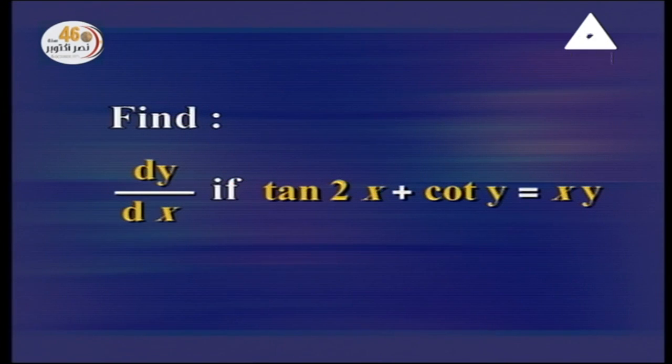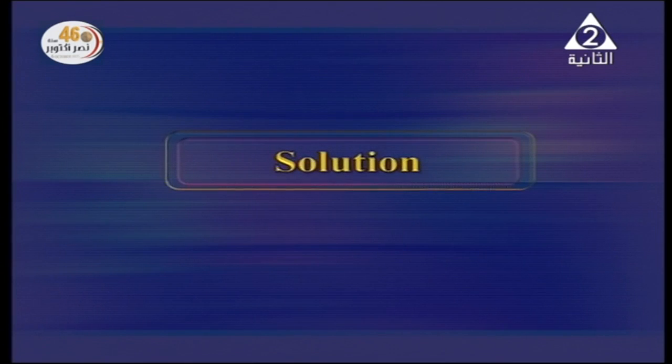But this is y, so times dy over dx. In the right-hand side, we have xy. What is the derivative of xy, my dear student? Yes, this is a product of two functions. First derivative second plus second derivative first. First x. What is the derivative of y? Dy over dx. Plus second. What is the second? y. What is the derivative of x? 1. Then look at the solution.